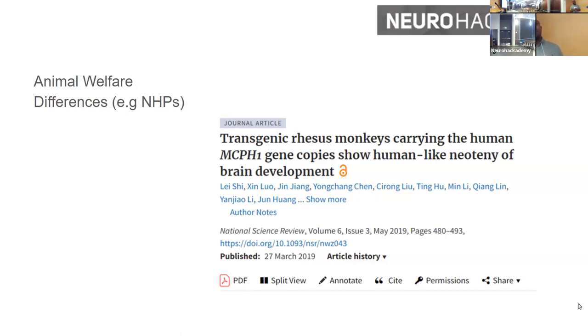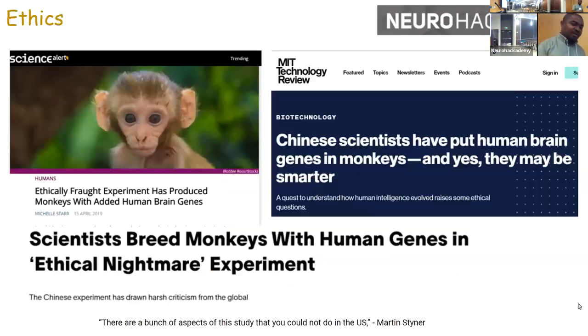And then when this paper came out, there were loads of headlines. A lot of researchers were up in arms and said, what's happening? As you can see, MIT Technology Review: Chinese scientists have put human brain genes in monkeys, and yes, they may be smarter. Although these headlines might be sensational, there is an element of concern when you hear this. And at the end, maybe after a month of bad press, one of the researchers, a US researcher who was part of this group, disassociated himself from the research, citing some ethical issues, complex ethical issues.